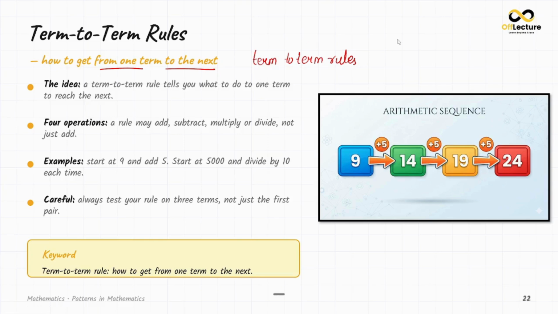Take 5,000, let's say. If we divide it by 10, we will get 500. If we again divide it by 10, we will get 50. If we again divide it by 10, we will get 5. So this is also a sequence.